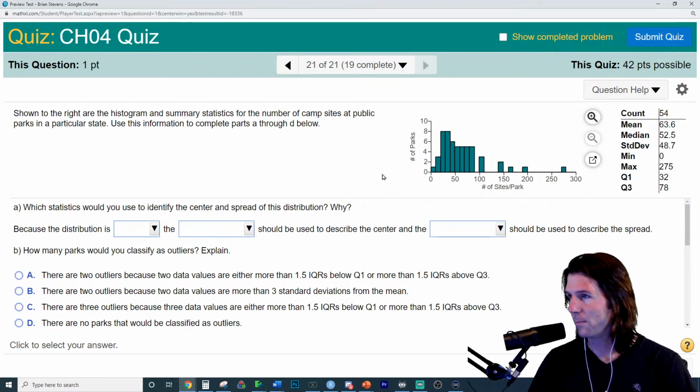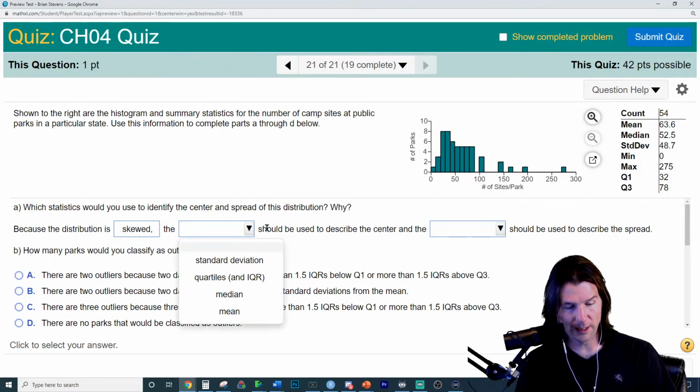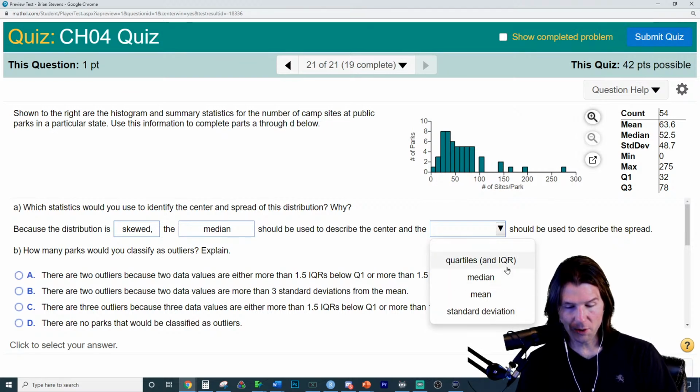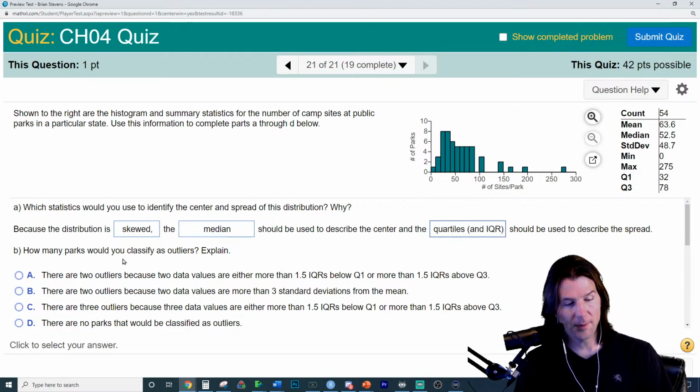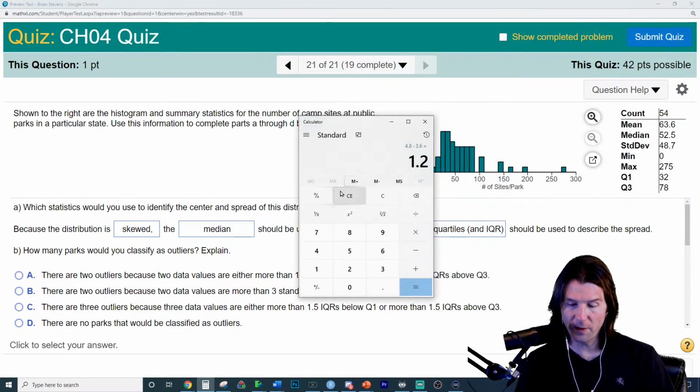Oh, look at all this data. We got a right-skewed unimodal histogram with some outliers right here. Because the distribution is skewed, the median should be used for the center and the IQR should be used for the spread. How many parks would you classify as outliers? Oof. We have to calculate where the fence is. So let's go find where the fence is.